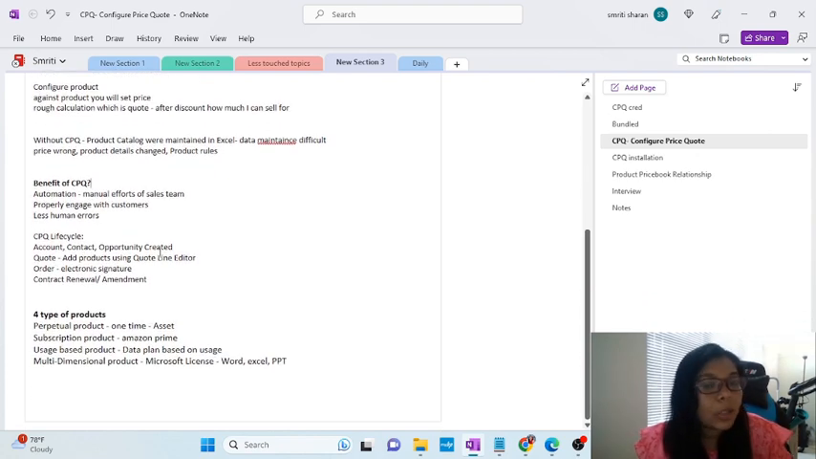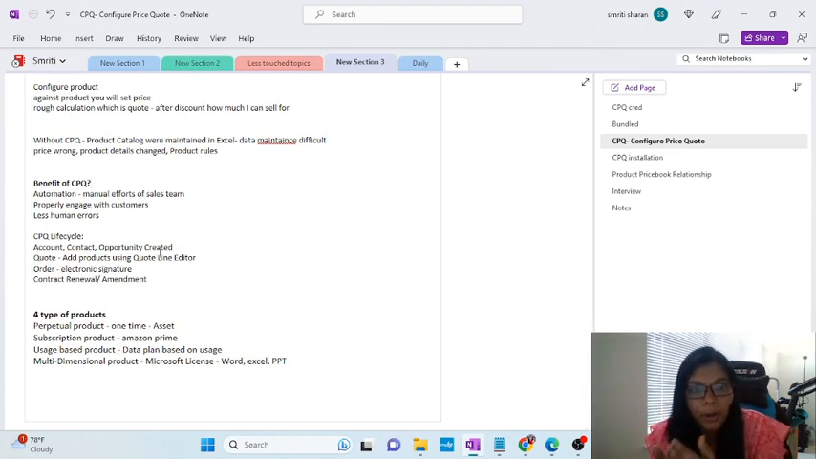If we talk about the benefits, there is definitely automation, because the whole set of products is set up, and the prices and all these things are already there in a particular way, so there is less effort from the sales team.